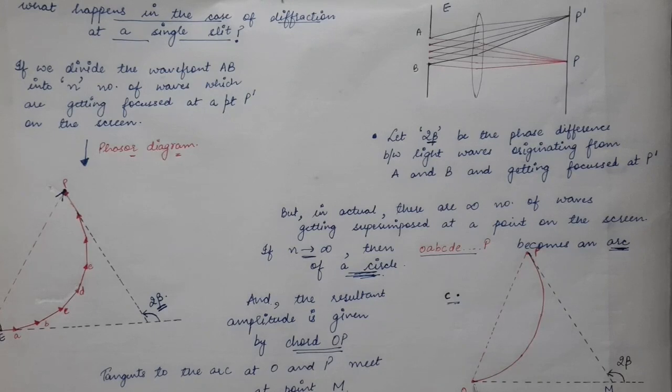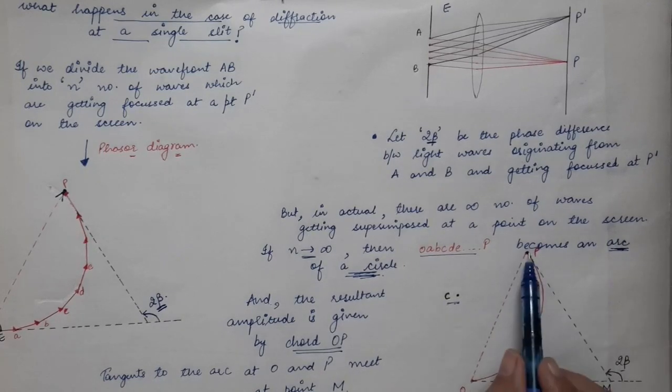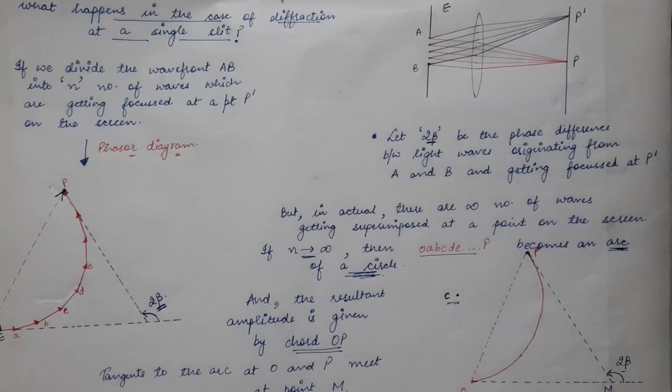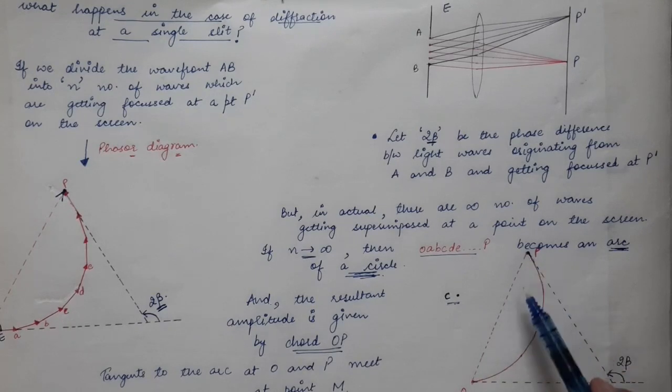Now these will become the tangents. OM will become the tangent at point O, and PM will be the tangent at point P. They will make an angle of twice beta with each other. So we draw the tangents to the arc at points O and P, and they meet at point M, and the angle between this tangent and this tangent is twice beta.